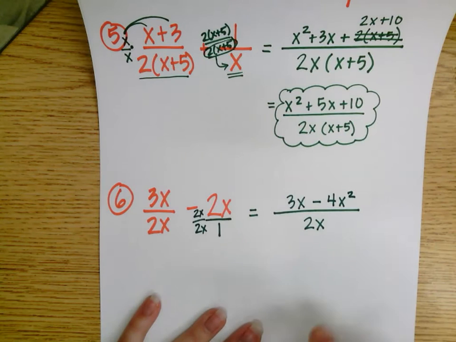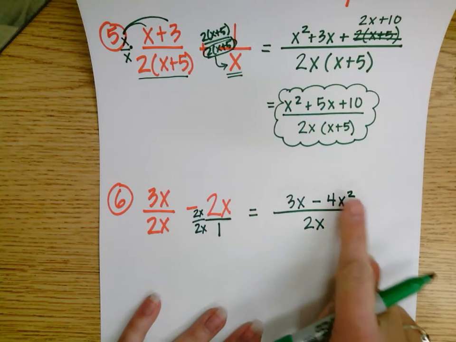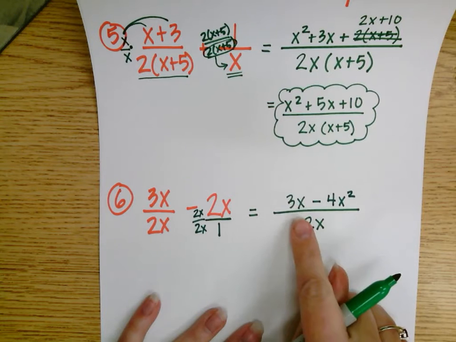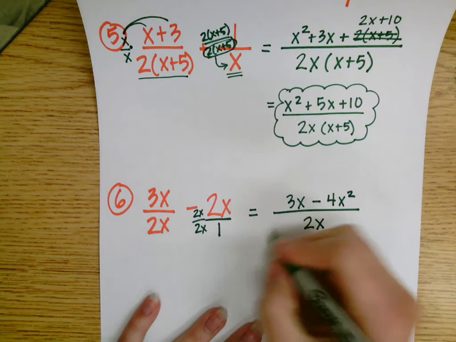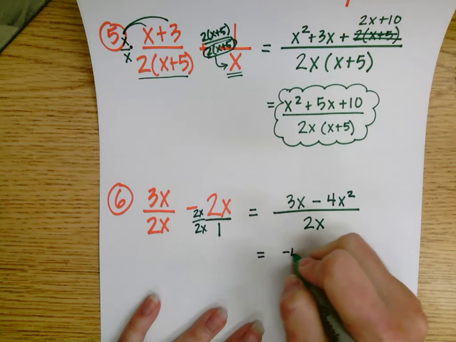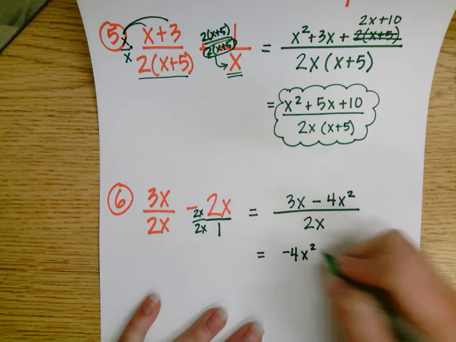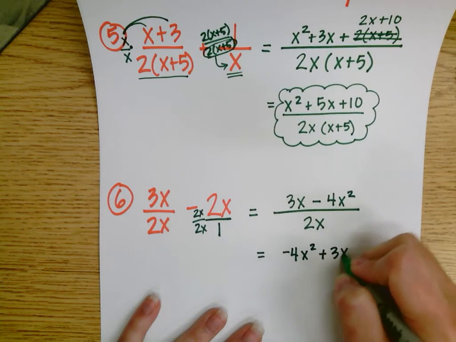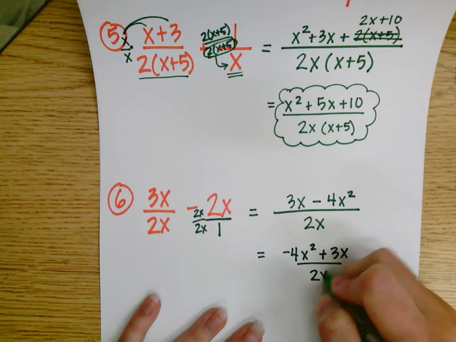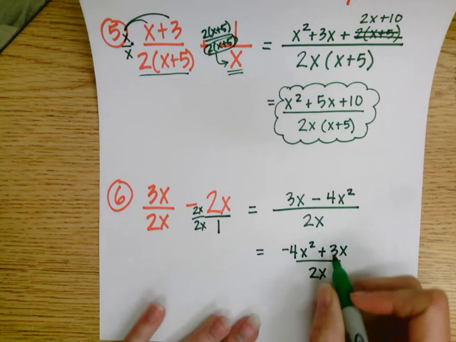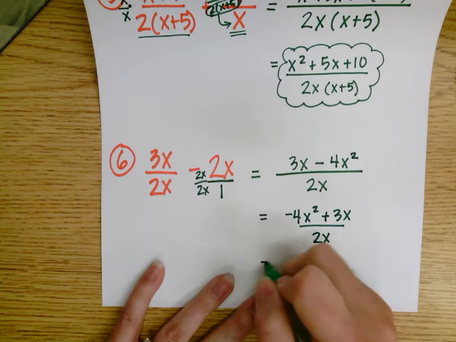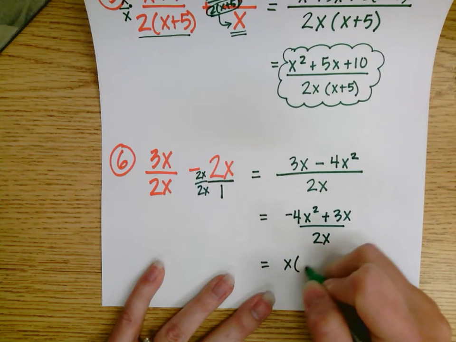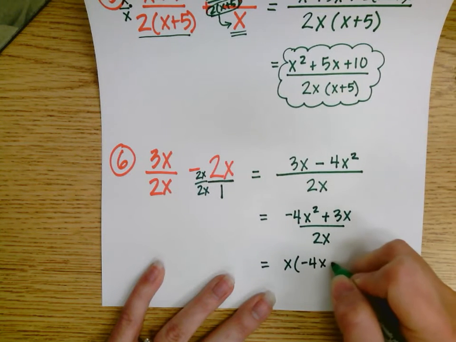Alright, now I don't have this written in the correct order. I'm going to go ahead and move that around, and I actually think that I can simplify this a little bit. So I've got negative 4x squared plus 3x over 2x. And I have a greatest common factor of x that I can pull out. So I'm going to go ahead and do that. So I'm going to have x times negative 4x plus 3.